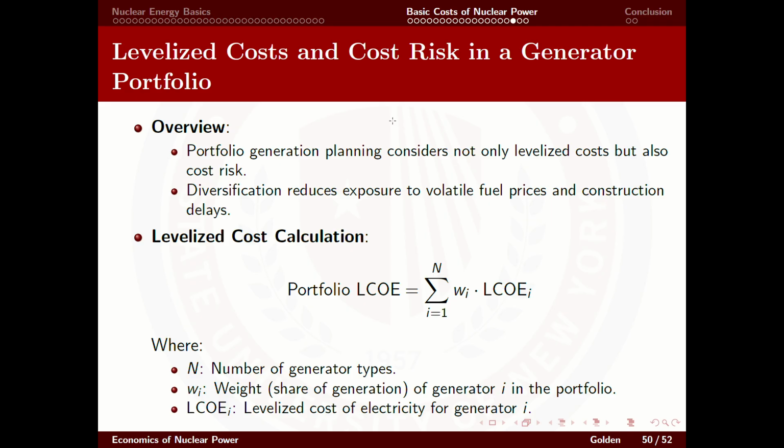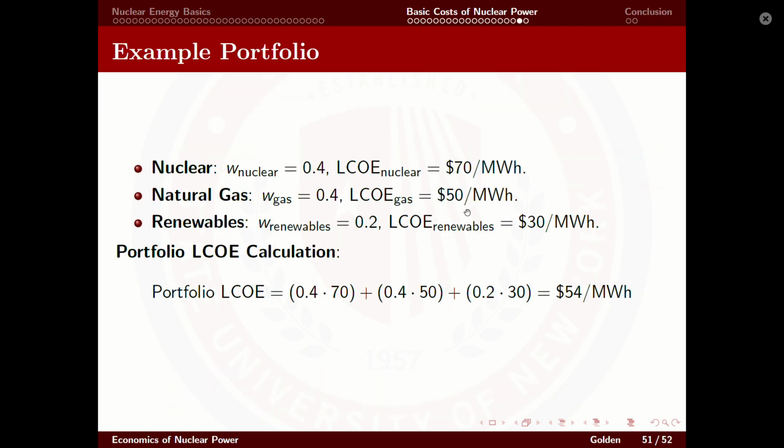in the portfolio, of the weights. I guess in this case, number of generation types. In this case, they've assumed that all the same generation types have the same cost. So weight the shared generation of each generation type or each generator times the LCOE of that generation type or each generator. And then you have an example portfolio. In this portfolio, we have some amount of nuclear, 40% nuclear, 40% gas, 20% renewables.